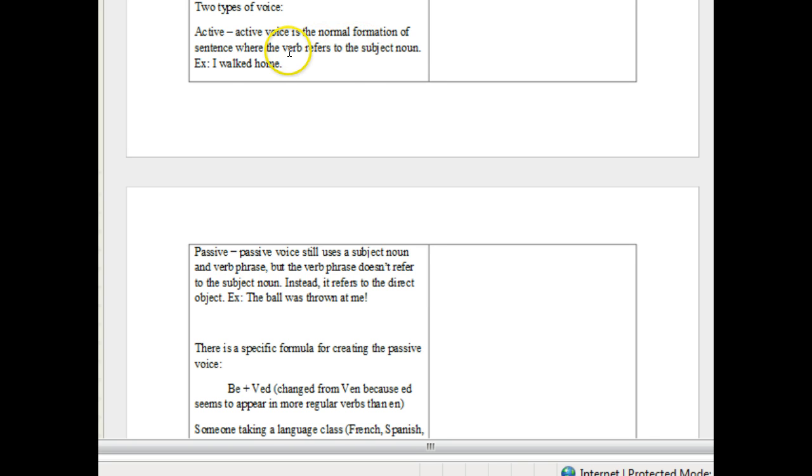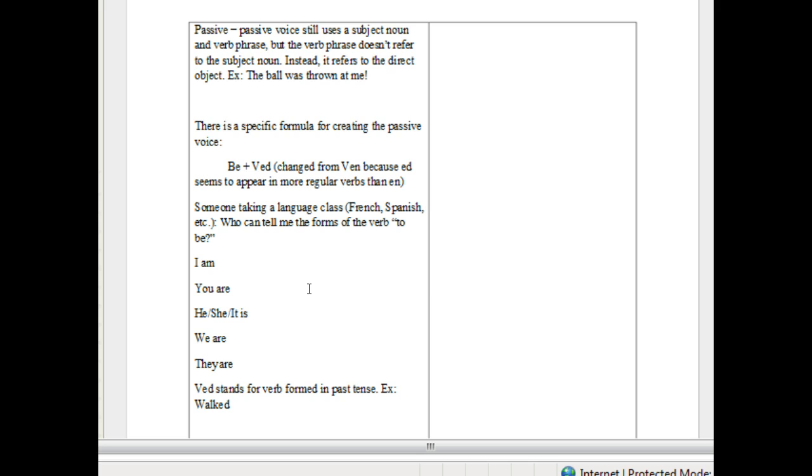Okay. And again, your definitions of active and passive are almost correct. Active voice is the normal formation of a sentence where the verb, it's not that the verb refers to the subject noun, because that's true in active and passive. It's that the verb makes the subject noun function, or makes the subject noun act. And in passive voice, the subject noun is acted upon by a direct object. Okay, so just double check those really carefully to make sure that content knowledge is in there accurately.